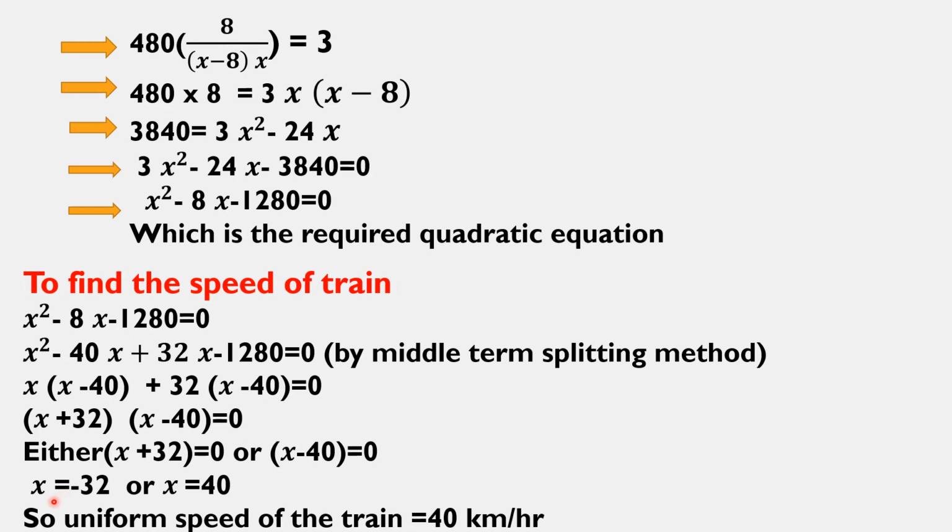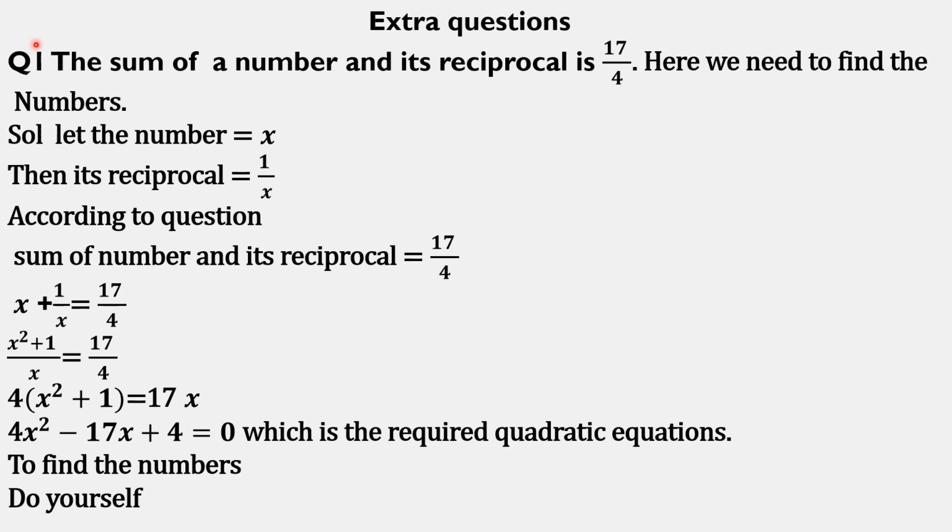So here finally we get the values of x equals to minus 32 or x equals to 40. Here we cannot take the negative value of x because speed cannot be negative. So the uniform speed of the train is equal to 40 km per hour. Let us do some extra questions.